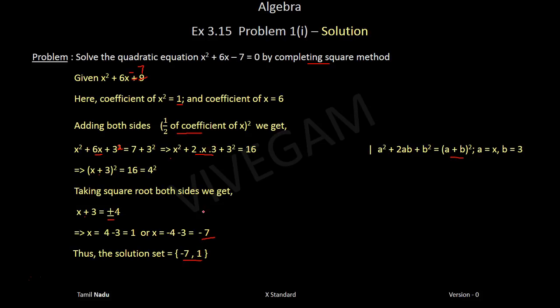Now you can check, put x equal to 1 here. So 1 square is 1, 6 into 1 is 6, 6 plus 1 is 7, 7 minus 7 is 0.